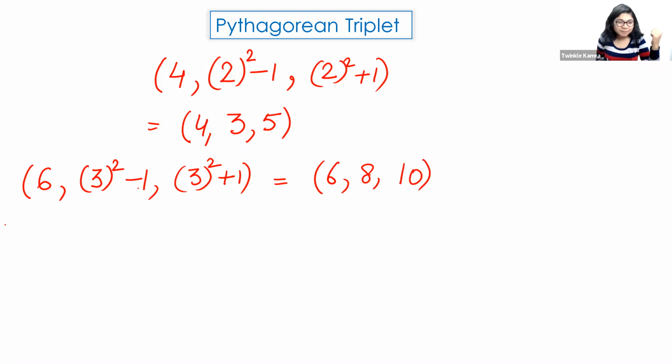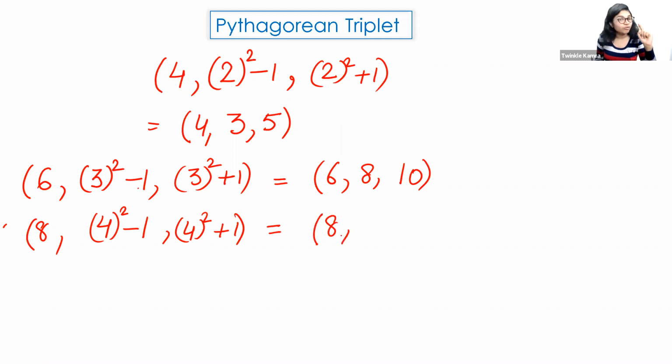One more case. Let's take 8. Half of 8 is 4. You square 4, you subtract 1. Similarly, you square 4, you add 1. What do I get here? 8. 4 square is 16. 16 minus 1 is 15. 16 plus 1 is 17. Yes, we've got a Pythagorean triplet for 8.